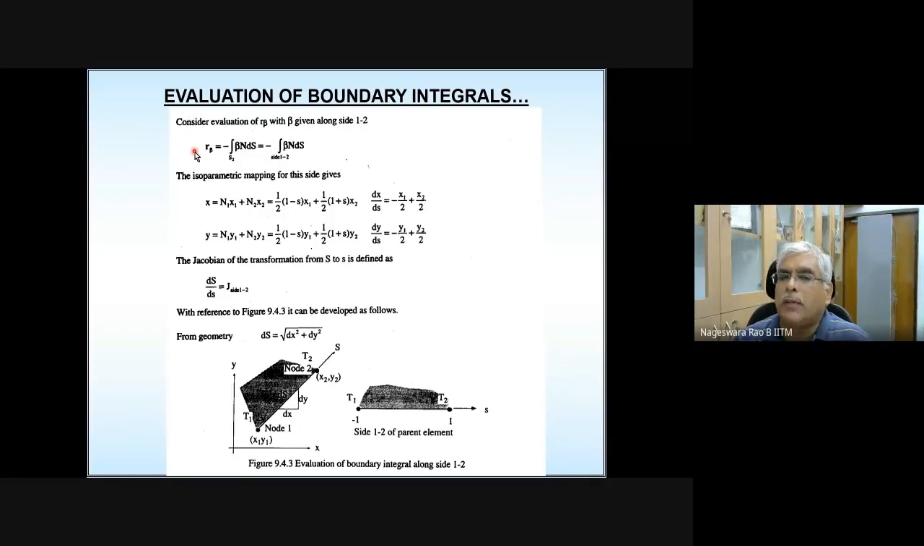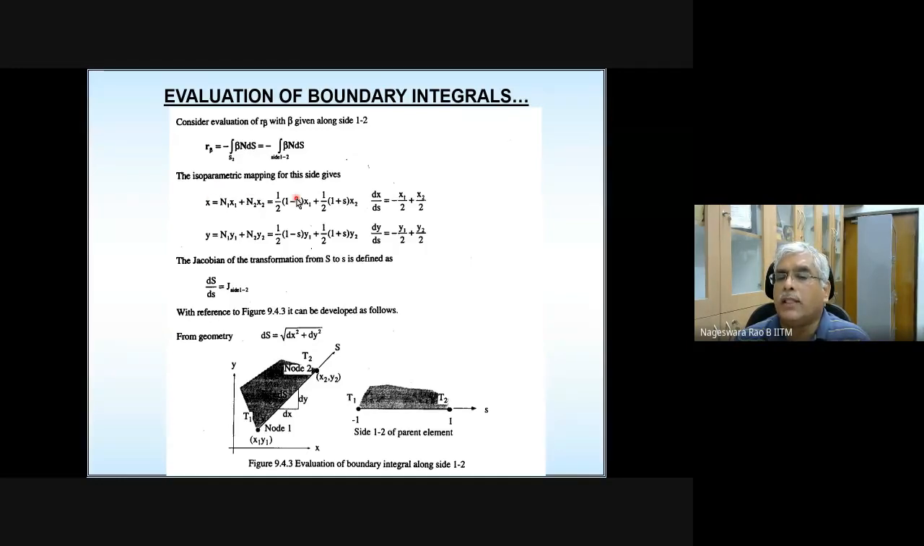You need to spend some time and understand this. You need to write the isoparametric mapping along each of the edges. Side 1, 2: the isoparametric mapping is going to be x is equal to n1 x1 plus n2 x2. n3 and n4 are 0, so those 2 terms are going to be missing. What is n1, n2 along side 1, 2? That is what is substituted.